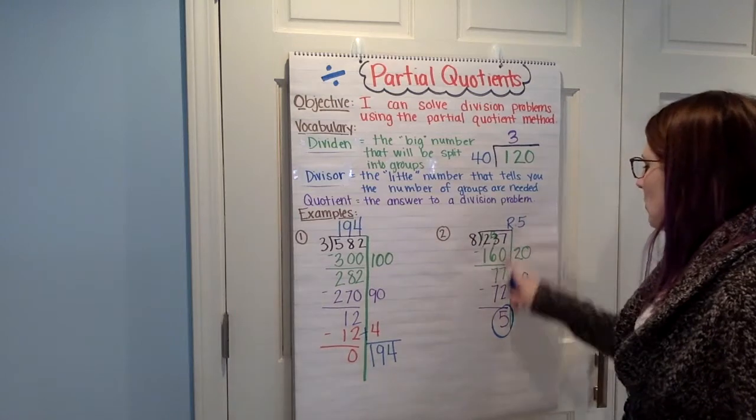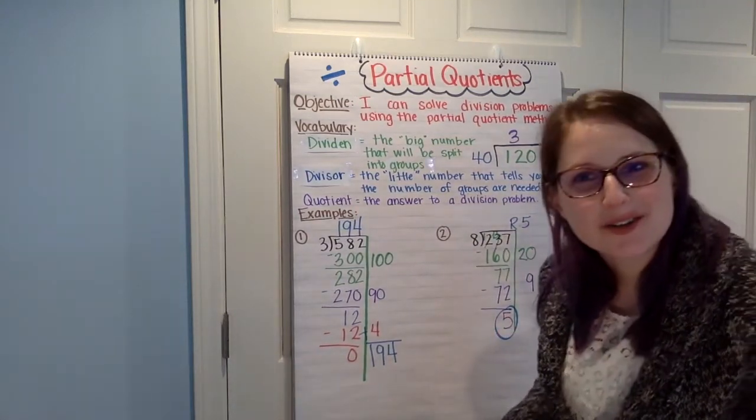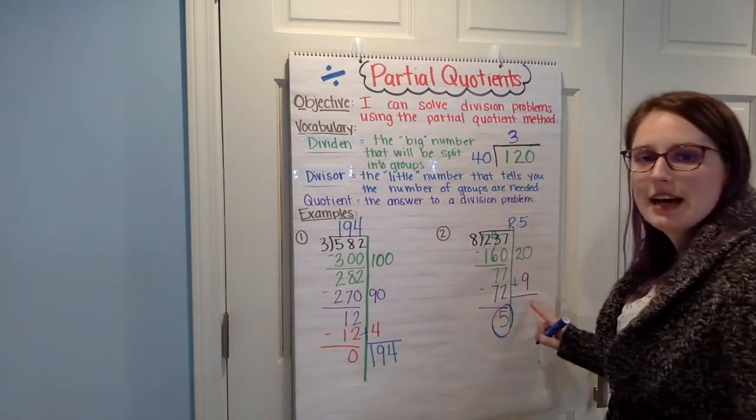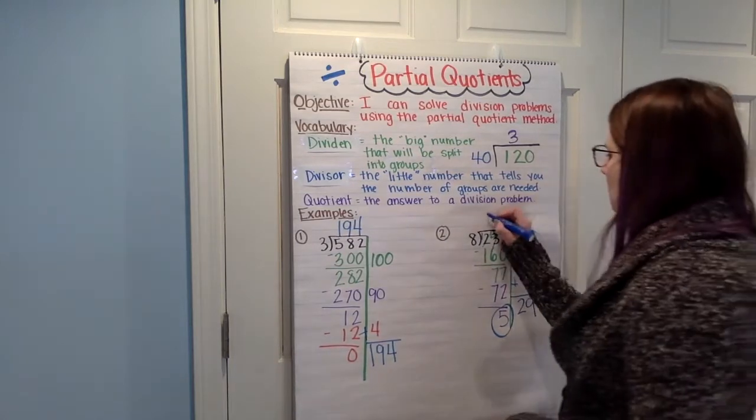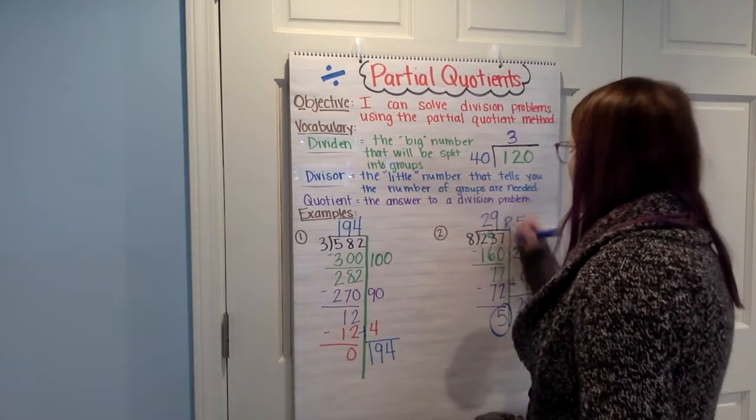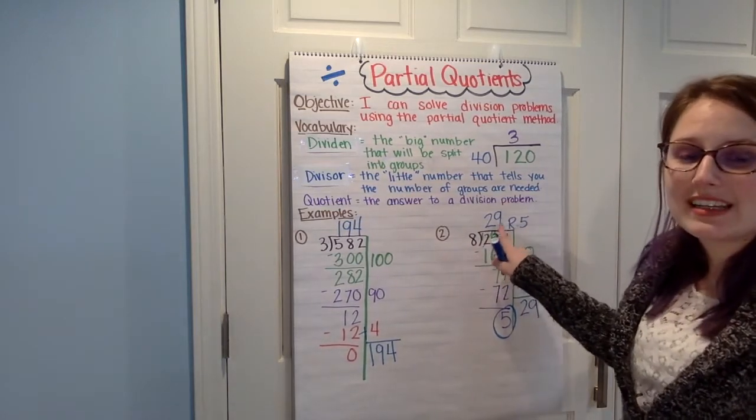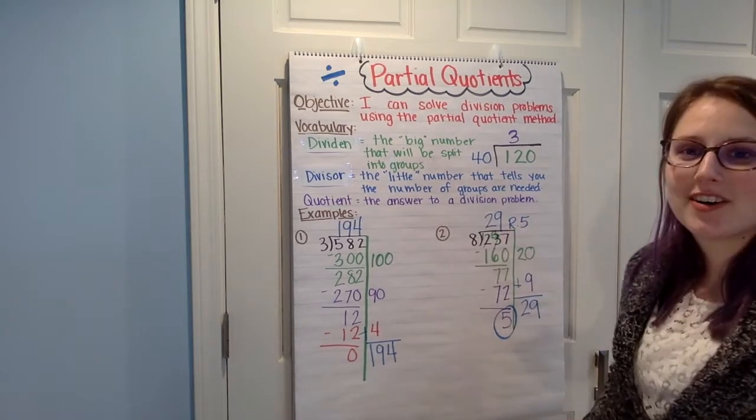Now I'm going to add up my partial quotients. So I have 20 plus 9. That's a pretty easy one to add up. That's 29. And I can put it in my quotient spot. So my answer for this example, number 2, is 29, remainder 5.